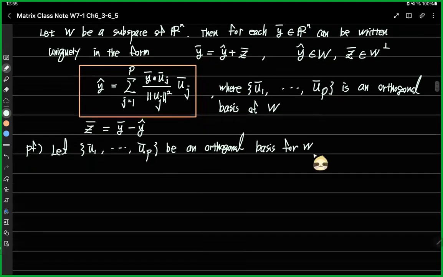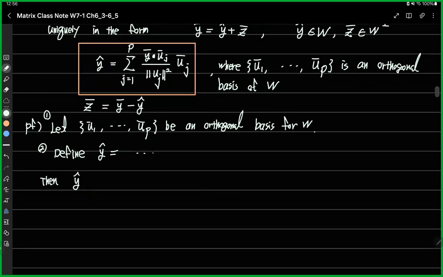So here, the second one, define Y hat. Sorry, Y hat is this. They define Y hat as the linear combination of the orthogonal basis with a scalar projection. I'm not going to rewrite this again, so just skip it. Then Y hat is in the subspace W, right? Because, as I told you, this is a linear combination of the orthogonal basis of W. So definitely Y hat is in W.